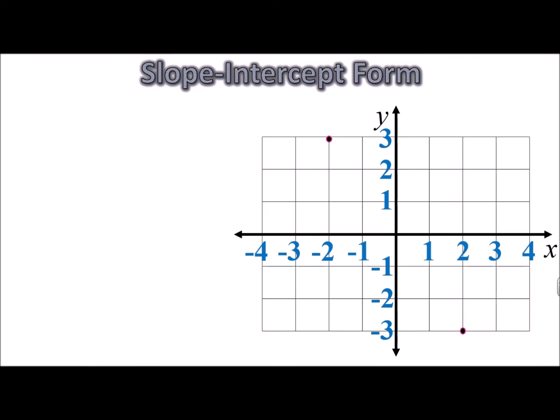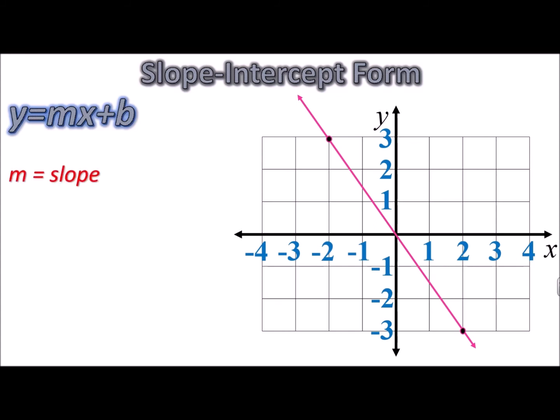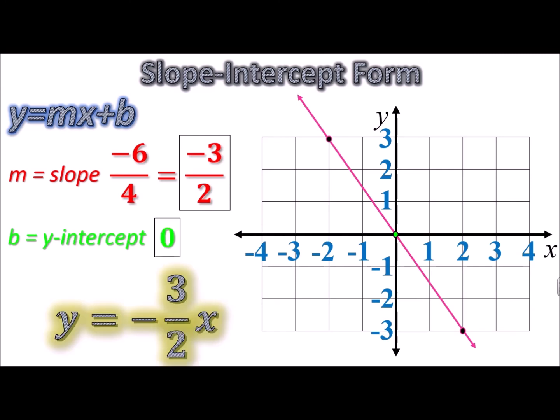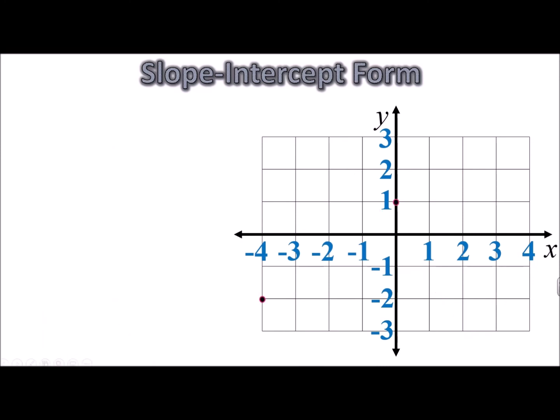Let's try this again, finding the equation of the line connecting these 2 points. So we're going to use slope-intercept form, y equals mx plus b. The slope is down 6/4, which can be reduced to -3/2. The y-intercept in this case is 0. Fill in -3/2 for m, and the equation will be y equals -3/2 x. Please pause the video now to find the equation of the line between these 2 points.